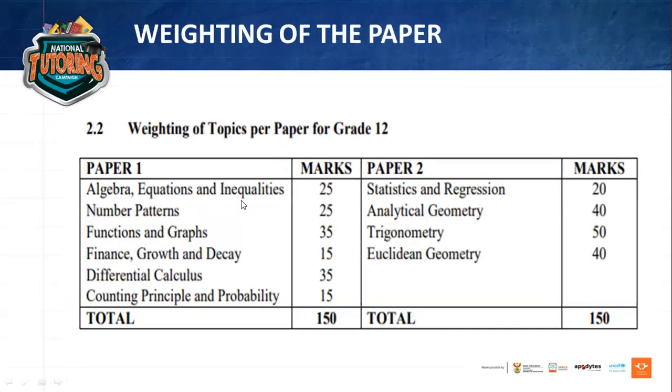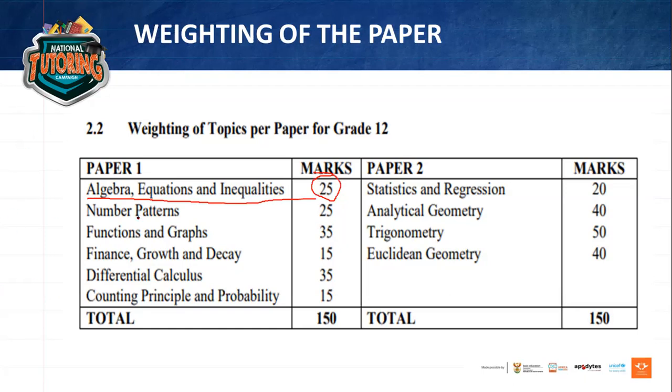I thought it's important that we also share the weightings of the paper. All right, it's important that we know how much each topic probably is going to give us. Okay, so for the topic in paper 1, which is the one that I'm going to be looking at, algebra, equations and inequality, now we are looking at about 25 marks. All right, so the lesson of today, we are looking at about 25 marks. So which is algebra, equations and inequality. So we are looking at 25 marks.